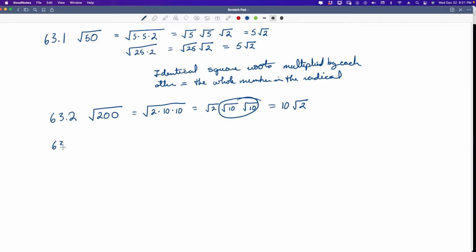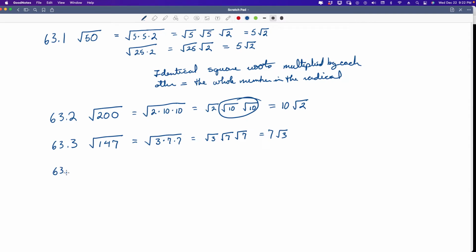Let's do 63.3. We are going to simplify the square root of 147. All right, the square root of 147 is 3 times 49. 49 is 7 times 7. That's going to be the same thing as the square root of 3 times the square root of 7 times the square root of 7. Well, the square root of 7 times the square root of 7, that's equal to 7. And we have the square root of 3 remaining. That's our answer.